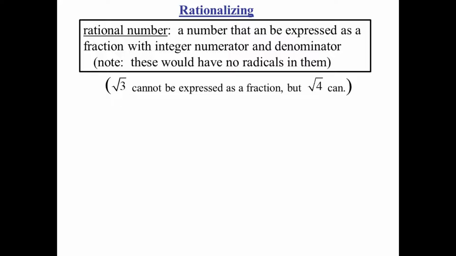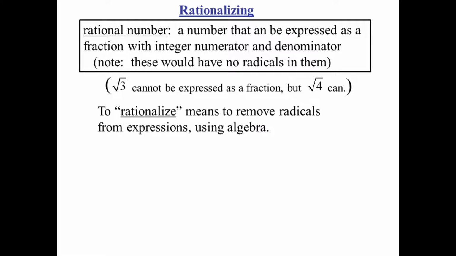Root 3 cannot be expressed as a fraction, so it's not rational, it's irrational. Root 4, however, can be expressed as a fraction because it's 2 over 1. So that's the difference between rational and irrational numbers. And the title of the lesson is Rationalizing. To rationalize means to remove the radicals from expressions using algebra.